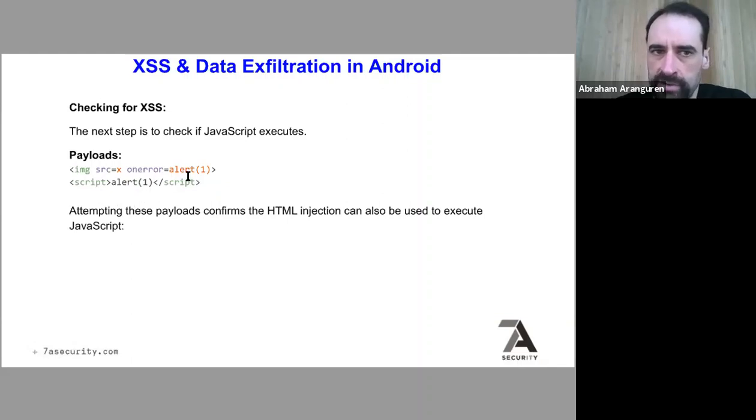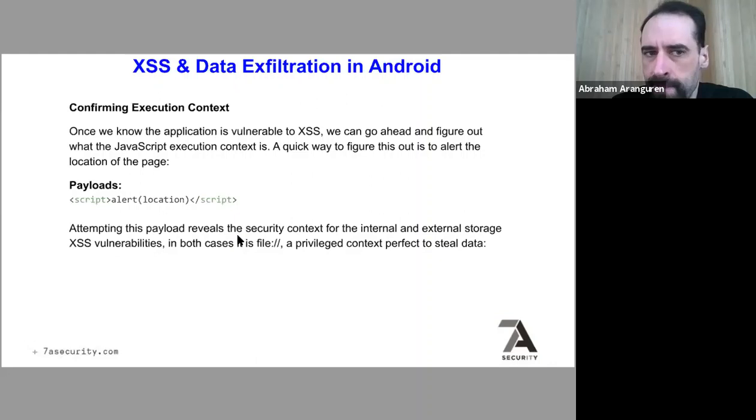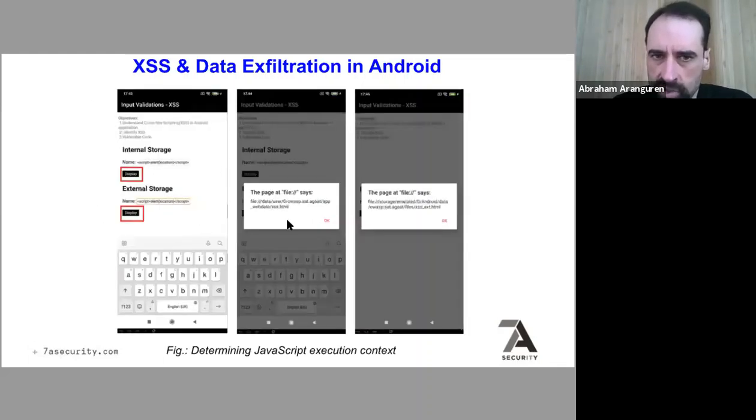Then we can try some alert one payloads. So image source one, alert one, script alert one, and so on. We get the alert one. So this demonstrates that we have XSS, but we still don't know what the impact of this is, right? So we can do alert location. An alert location is going to tell us the context in which this XSS is being executed, right? So this is going to be important because if it is a file context, then things can get very interesting.